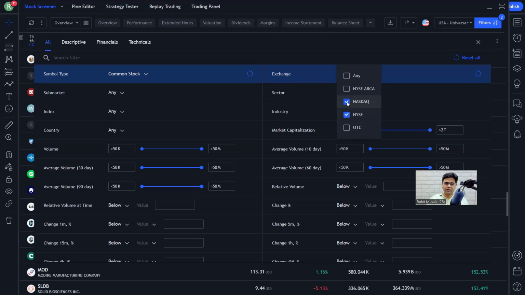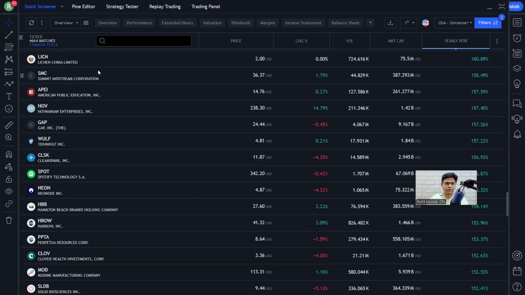Now let's see, you remember that number we calculated, 4772. We should either get that number 4772 or a number which is less than that. Why? Because there could be a stock which is listed both on NYSE as well as Nasdaq, correct? So it will be double counting. So we need a number which is either 4772 or less than that. So let's see what we get here. So we get 4664, which is fantastic.